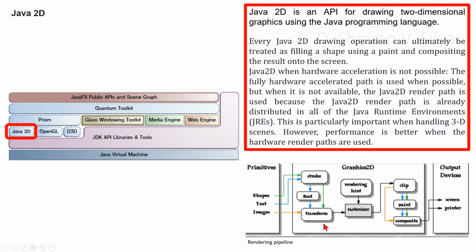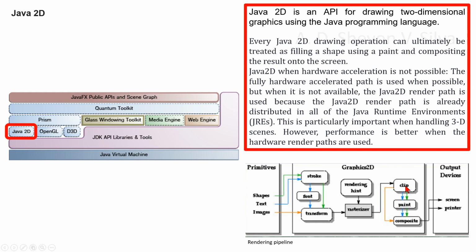For composite, the default value is AlphaComposite.SRC_OVER. For clip, the default value is no rendering clip. The output is clipped to the component.